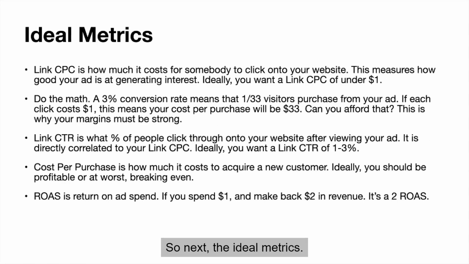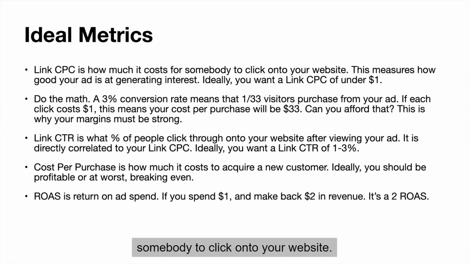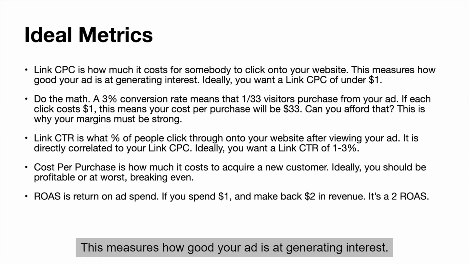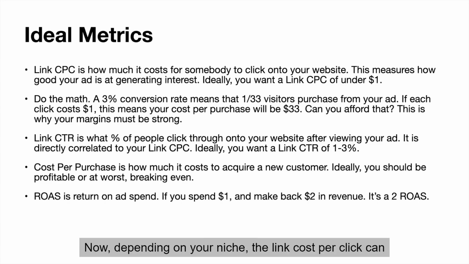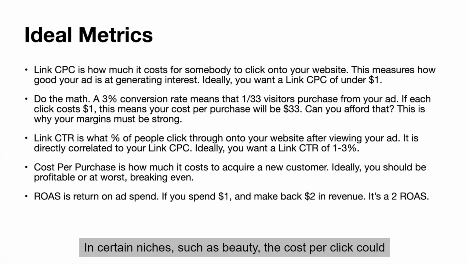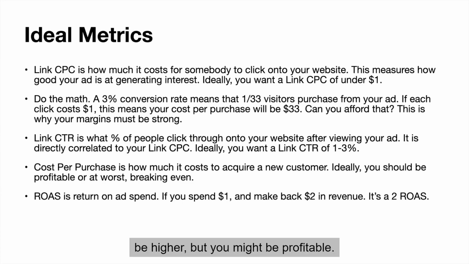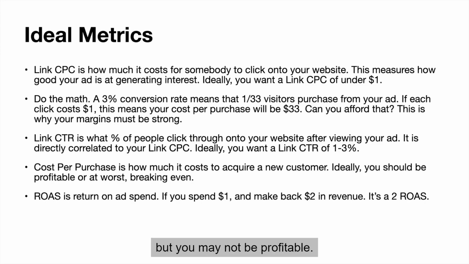So next, the ideal metrics. The link cost per click is how much it costs to get somebody to click onto your website. This measures how good your ad is at generating interest. And ideally, you want to have a link cost per click of under $1. Now, depending on your niche, the link cost per click can vary. In certain niches, such as beauty, the cost per click could be higher, but you might be profitable. In other niches, your cost per click might be a lot lower, but you may not be profitable.